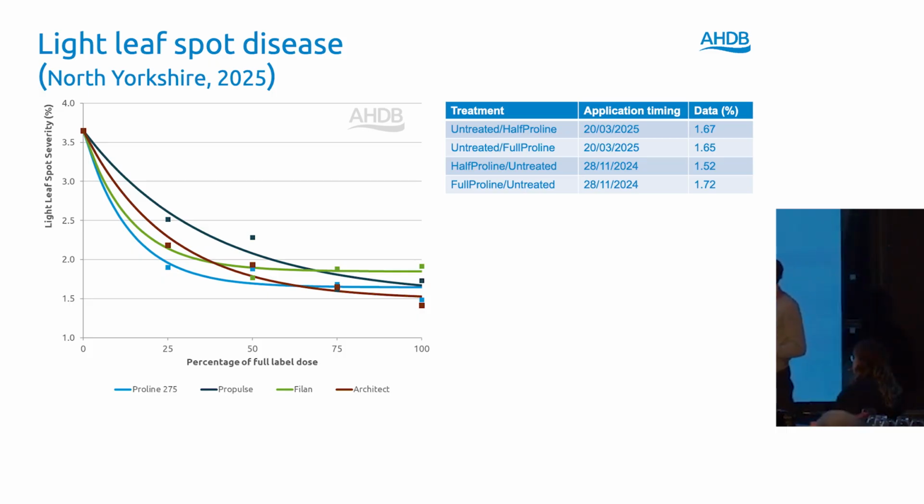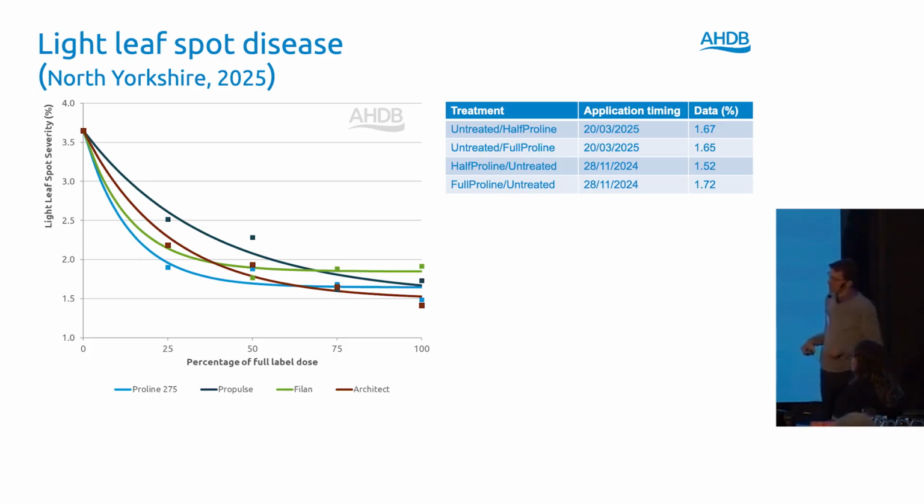Just to quickly note on the Flan, actually, Flan doesn't have a direct label recommendation for light leaf spot, but it could be used at similar spray timings for other diseases, so we're very much just looking at secondary effects of that specific chemistry. But all those other chemistries do have a direct label recommendation for light leaf spot.